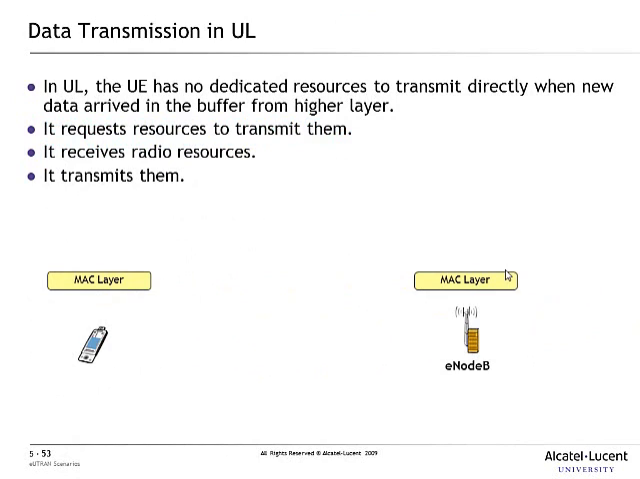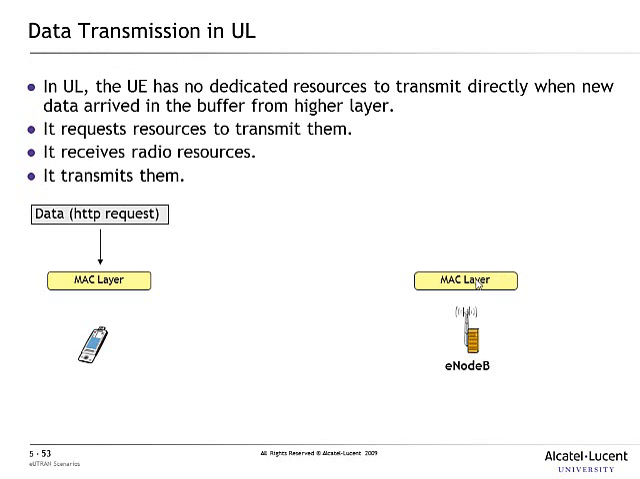Okay, now how does it work in the uplink? We talked about the downlink. In the uplink, again, a UE has no dedicated resources when it wants to transmit data. When new data arrives at the UE, it has no dedicated resource, so it has to request resources before it can transmit.